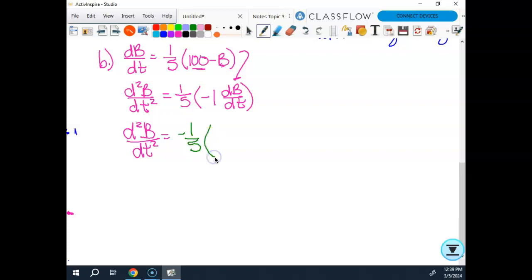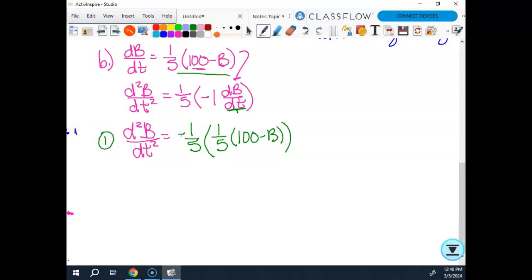I don't know why the color's changed. And then I'm going to substitute in that 1/5 times (100 minus B). I'm going to leave it like that because I don't want to simplify anything and mess anything up. All I did was take this -1 and make that negative, and then I substituted this in right there where that went. That's where that came from. Okay? Now it's in terms of B, because all I have over there is B. That's going to get me 1 point. Okay?